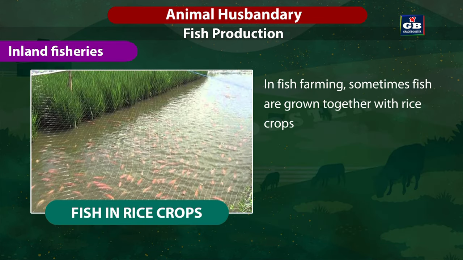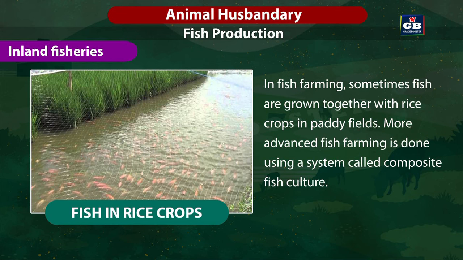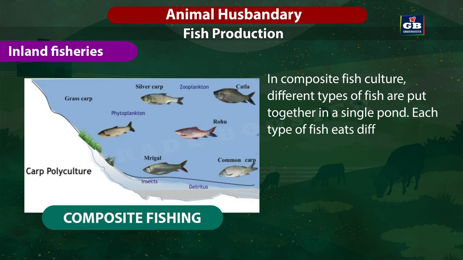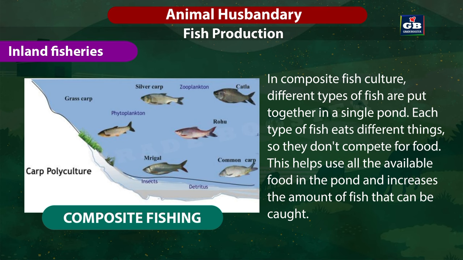In fish farming, sometimes fish are grown together with rice crops in paddy fields. More advanced fish farming is done using a system called composite fish culture. In composite fish culture, different types of fishes are put together in a single pond. Each type of fish eats different things, so they don't compete for food. This helps to use all the available food in the pond and increases the amount of fish that can be caught.